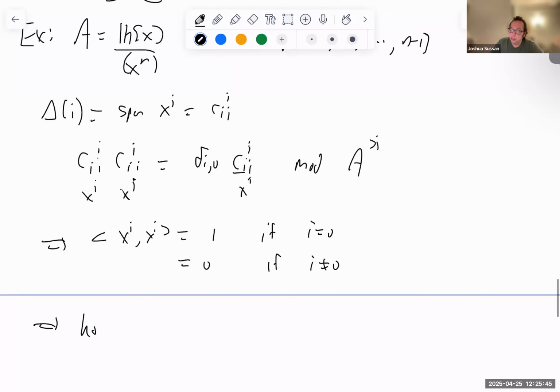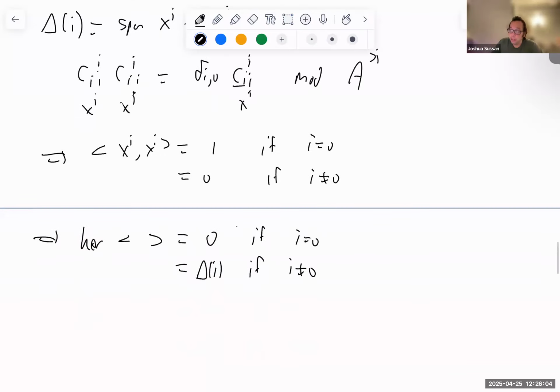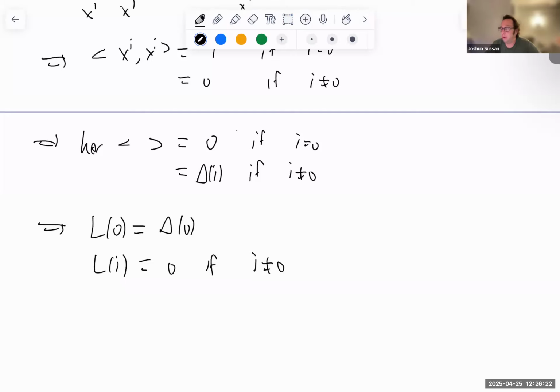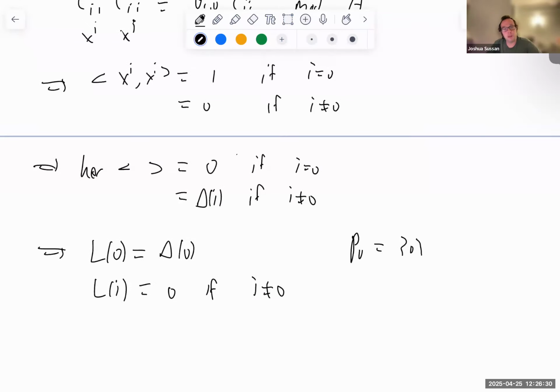And that tells us that the kernel of this is equal to 0 if i is equal to 0, and it's equal to the entire cell module if i is not equal to 0. And that tells us that L_0, the simple associated to the poset element 0, is the cell module. And otherwise, L_i is equal to 0 if i is not equal to 0. And so there's only one simple module, it turns out. So our set P_0 just has one element, 0. And that corresponds to the fact that the truncated polynomial algebra only has one irreducible module. It has a lot of cell modules, but those cell modules are garbage in a certain sense.